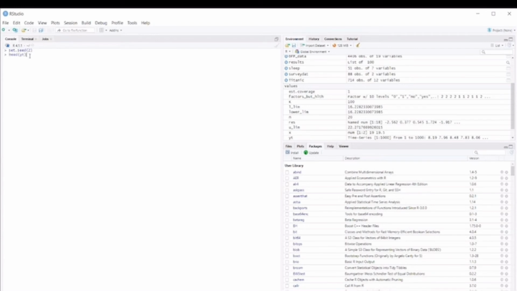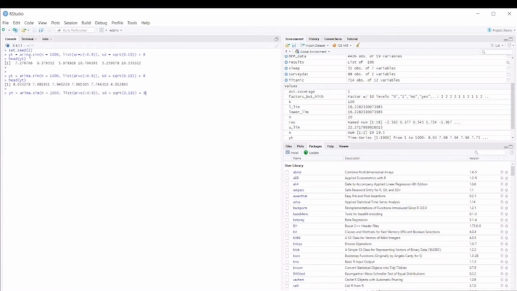Now I'm going to rerun the code. If I run this now, let me look at the first six. I'm going to look at the first six data after setting the seed. Now that I've set the seed, if I run this again and look at the first six, give me 1 second.